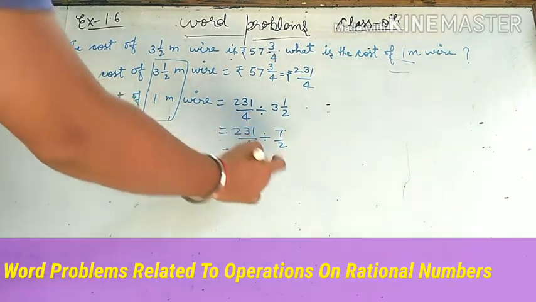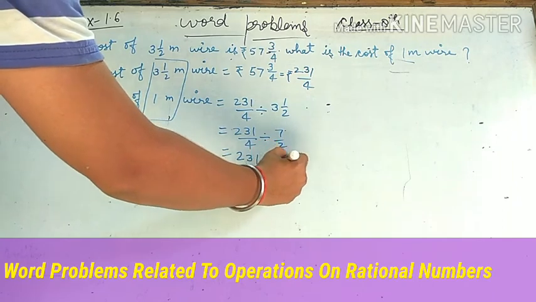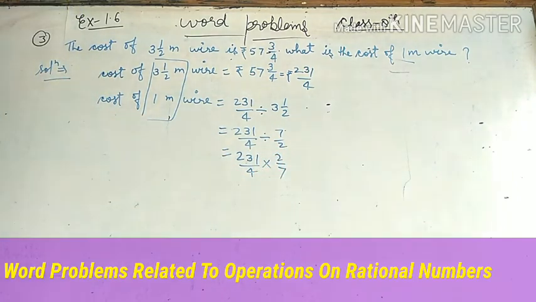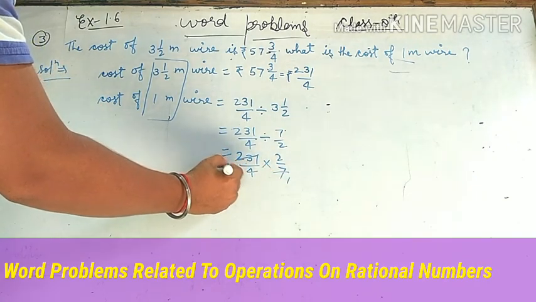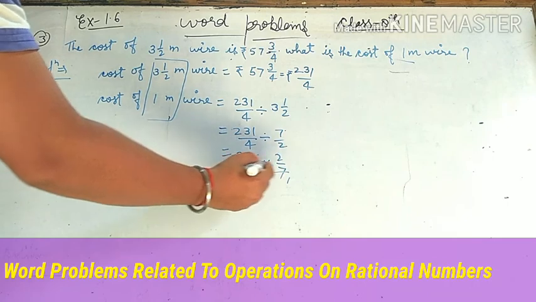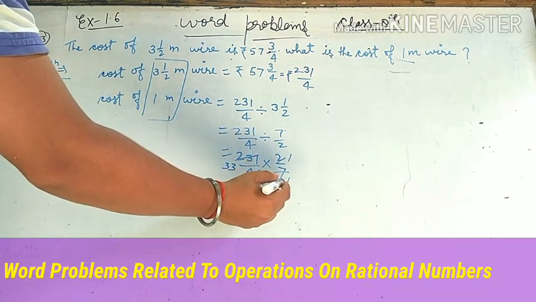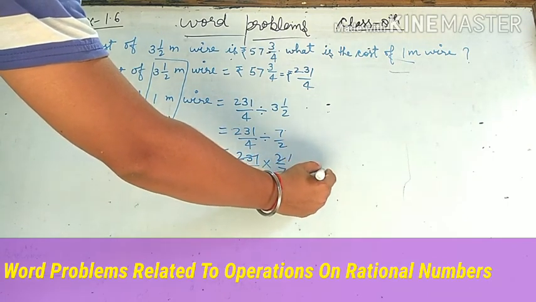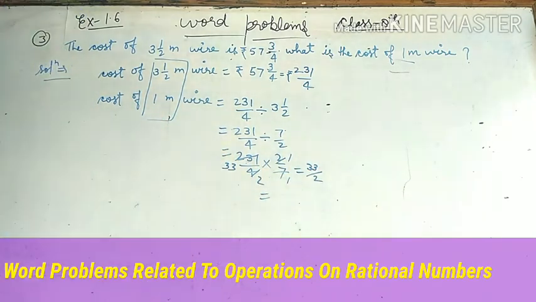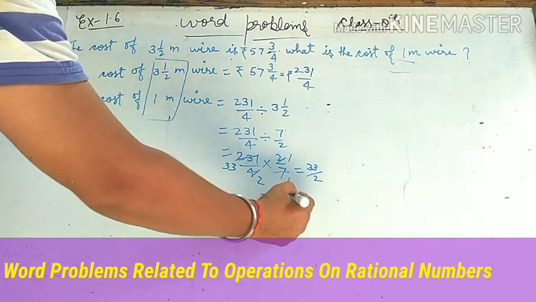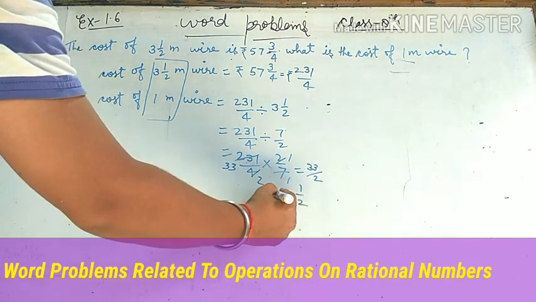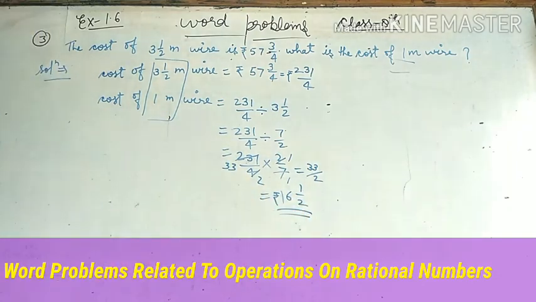And according to the rule, we will change the sign and take the reciprocal of the fraction. Simply, it will divide: 7 threes are 21, 2 is remaining, 7 threes are 21, and here 2 ones are 2, 2 twos are 4. The answer is 33 upon 2. If we change it into a mixed fraction, 2 sixteens are 32, 1 is remaining. 16 complete 1 upon 2. This will be the 1 meter wire cost. Okay.